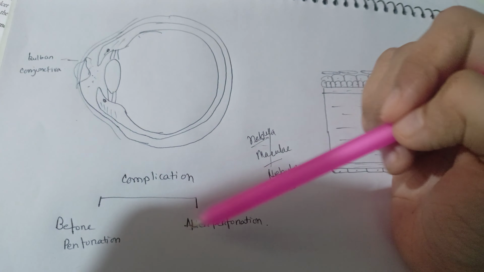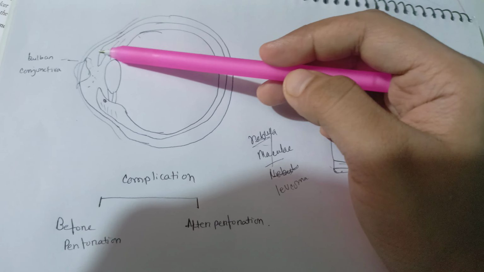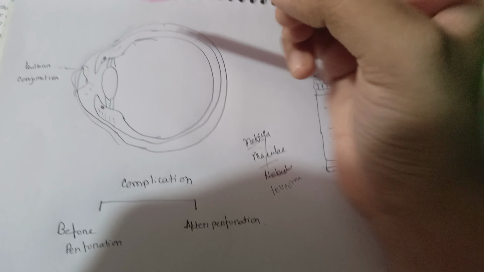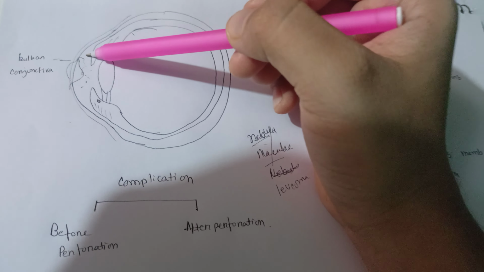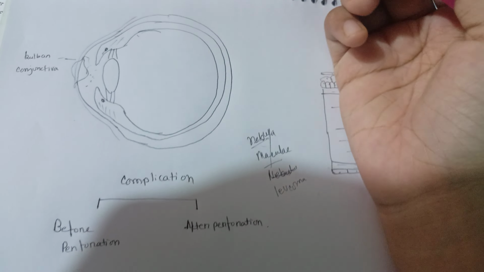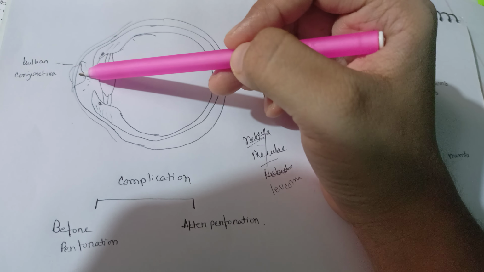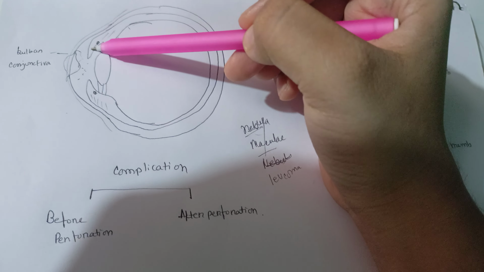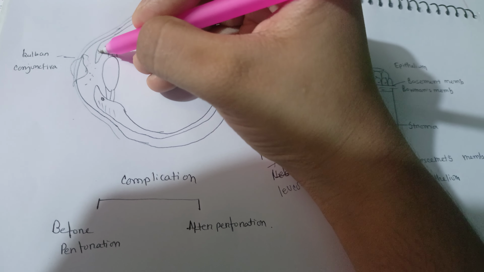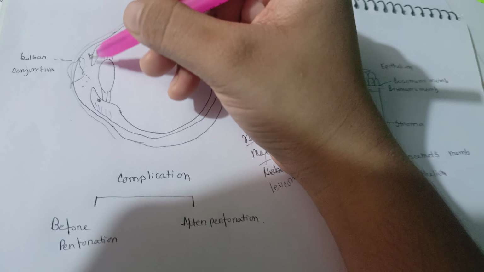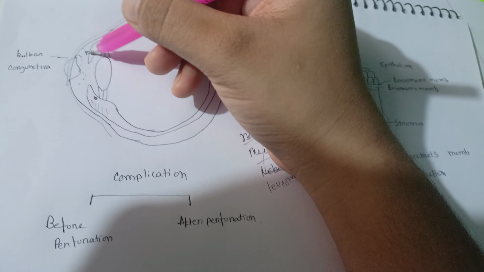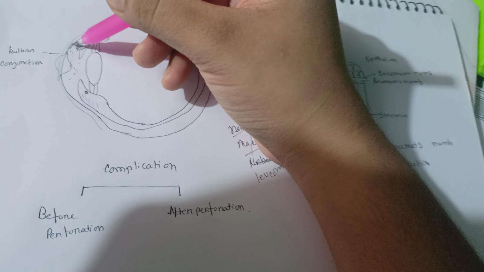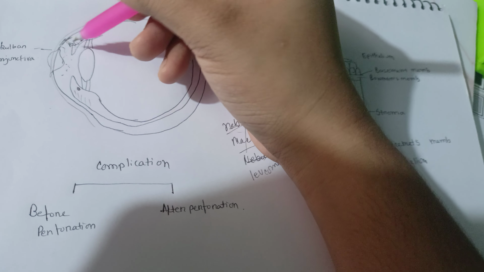Now let's get into the complications that can happen after perforation. When the corneal ulcer perforates, the Descemet's membrane and the endothelium get perforated. We go from outward to inward, which is very easy to remember, because when it perforates, it first gets in contact with the iris. So firstly there might be an iris prolapse, and when the iris is prolapsed, it creates an adhesion with the cornea, which is known as anterior synechiae. So there is anterior synechiae and iris prolapse.